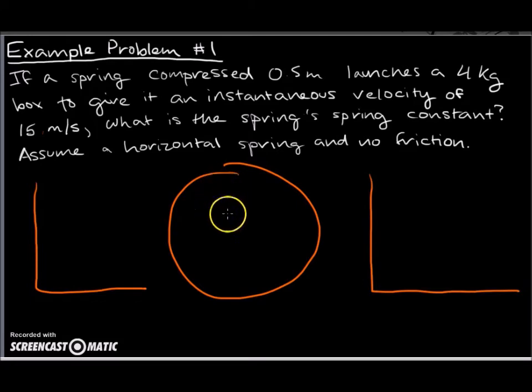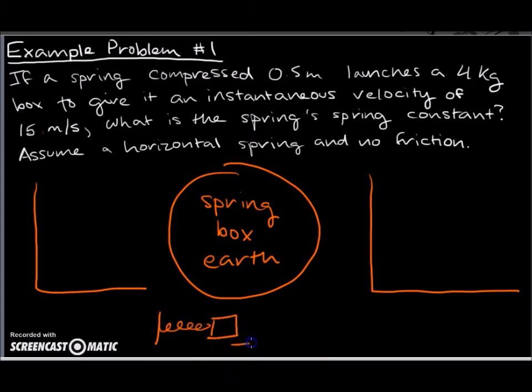So, we are going to have the spring, box, and earth system. And if you want to draw a little picture to represent this, it would be a spring compressed against a wall with a box that is going to shoot it at 15 meters per second.